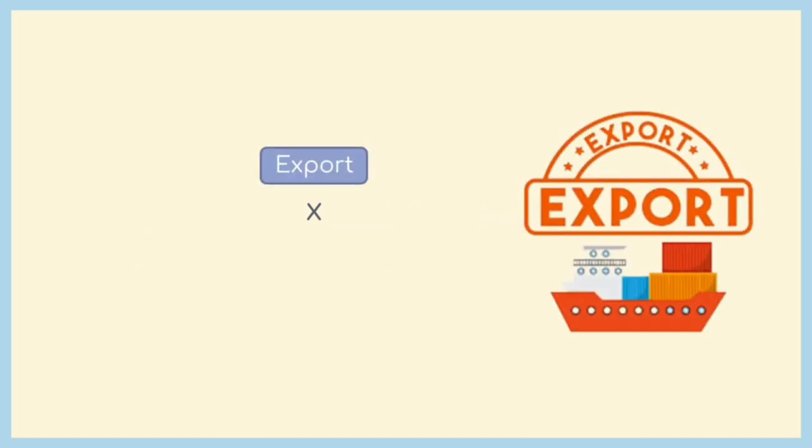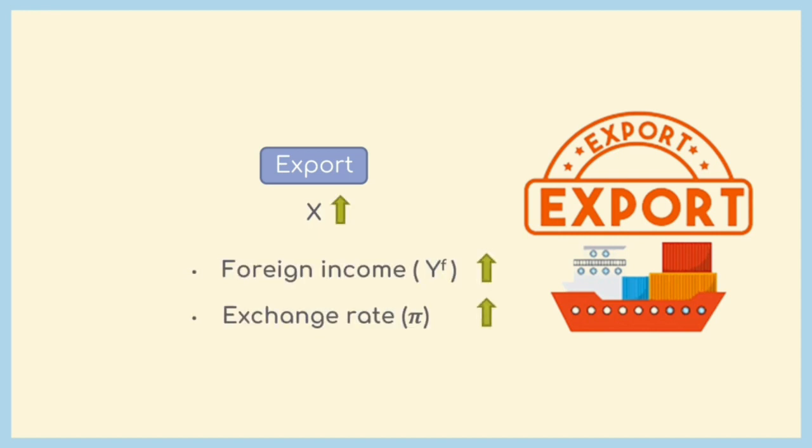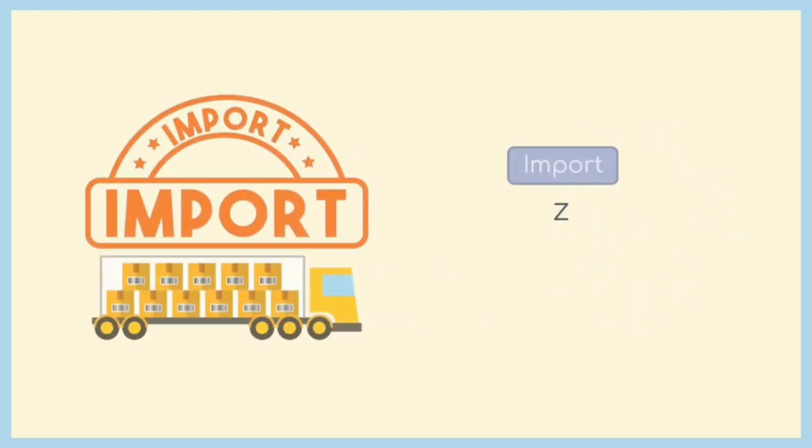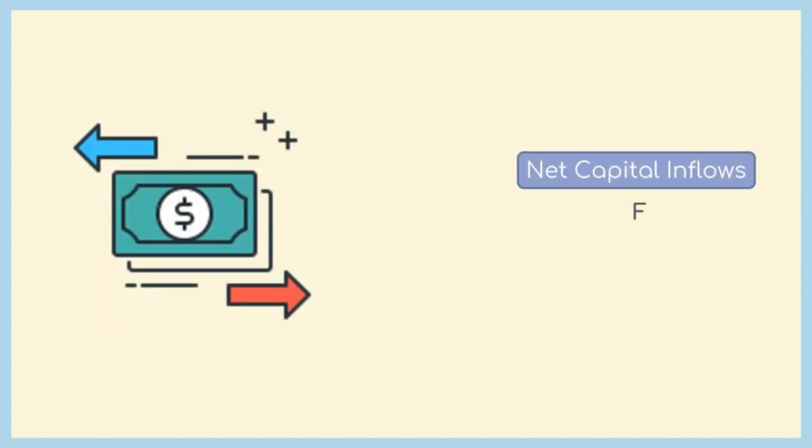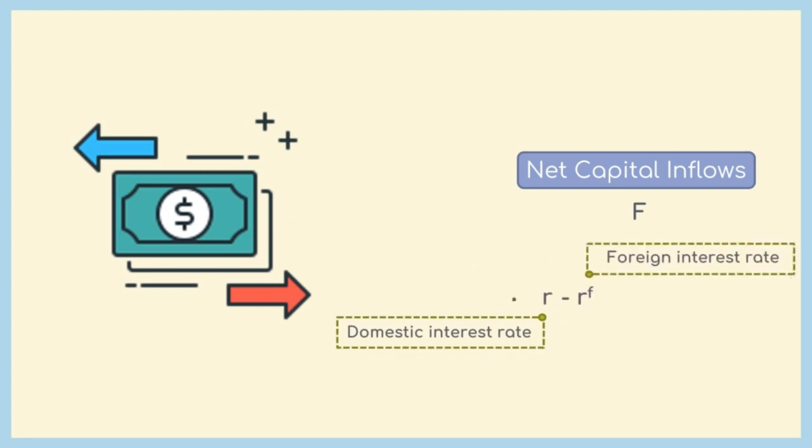Now, we have to consider the determinants of each element inside the equation. For export, the determinants are the foreign income and the exchange rate. If these two increase, then the export increases. For import, the determinants are the domestic income and the exchange rate. If the domestic income increases or the exchange rate falls, then the import increases. Lastly, net capital inflow is determined by the difference between the domestic and the foreign interest rates. If the gap between these two rates is bigger, so is net capital inflow.